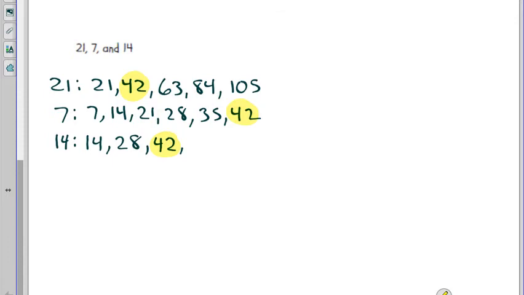That's the smallest. Now, let's look at this using factor trees. All right.